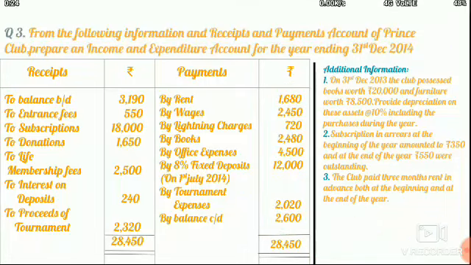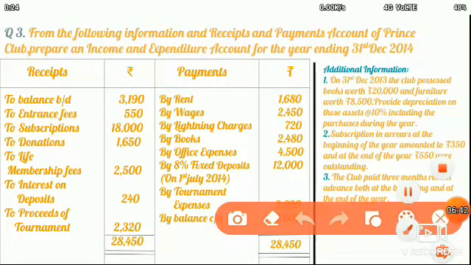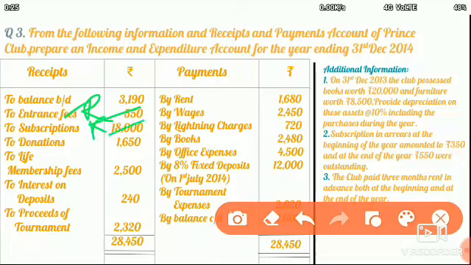Before making the income and expenditure account, let us separate the items of revenue nature which will go into the income and expenditure account. Let me start from the receipt side. This will be related with income. Opening balance of cash will not come. Entrance fees, if no information is given, will be a revenue nature item. It will be taken in the income and expenditure account. Subscription is a revenue nature item. It will be taken. Donation, if no information is given, we treat it as a revenue nature item.